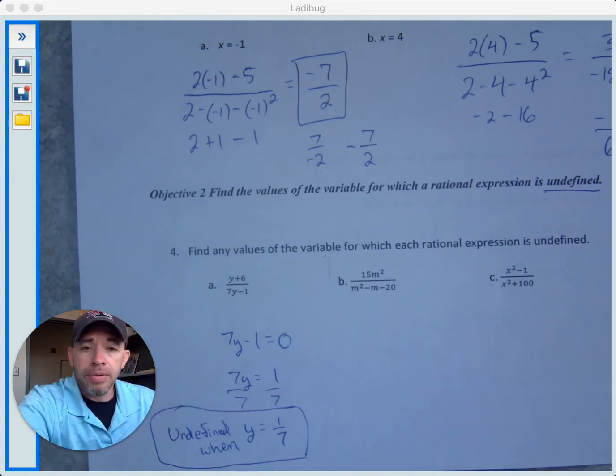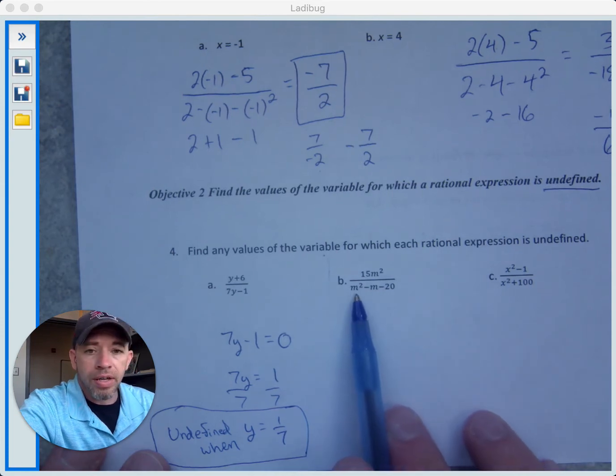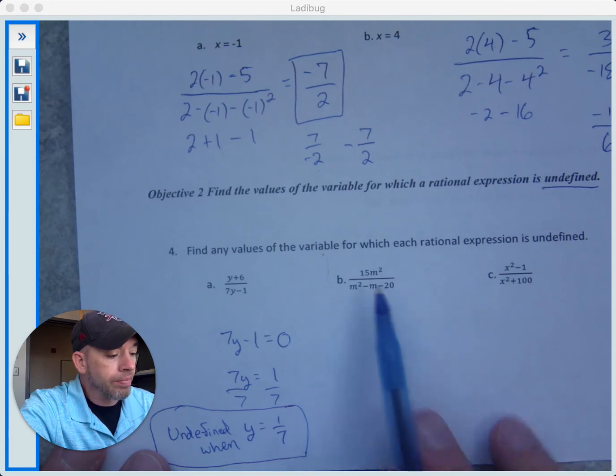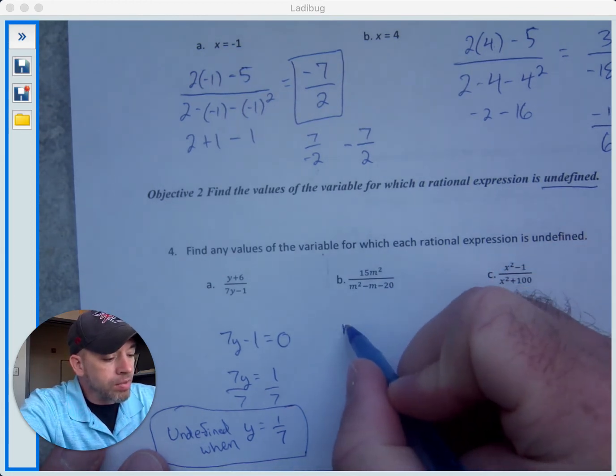That's the only time that one's undefined. Now, next one. We have a quadratic here on the bottom. We have 3 terms, right? So let's see, we have a trinomial. Let's set it equal to 0.